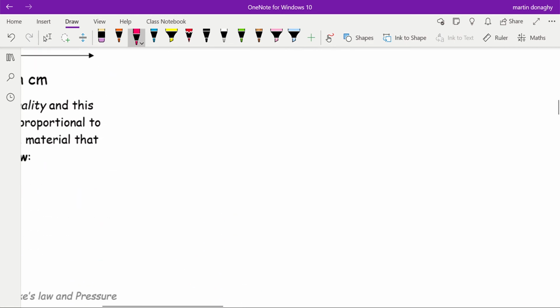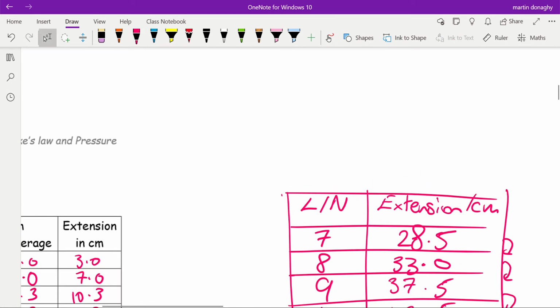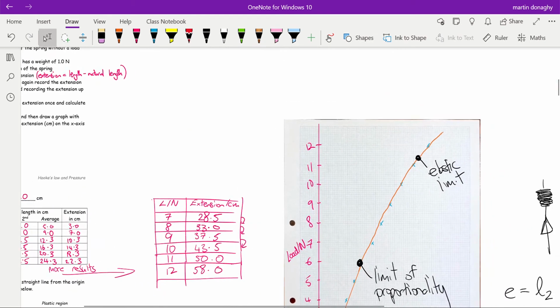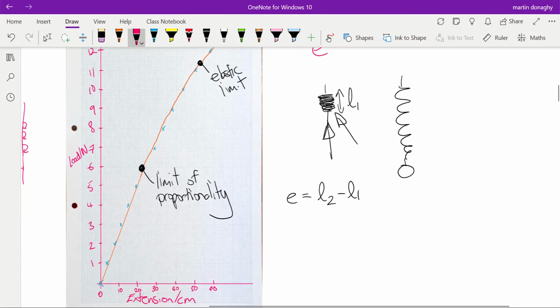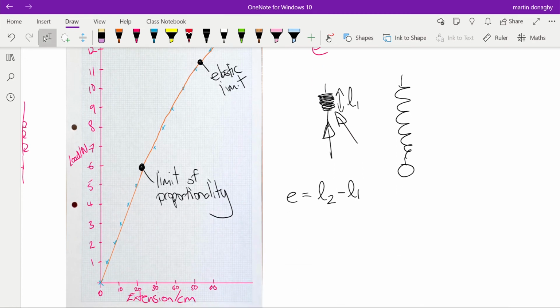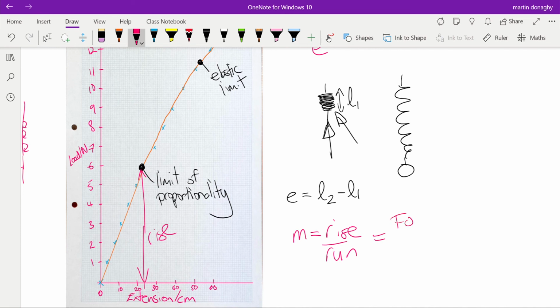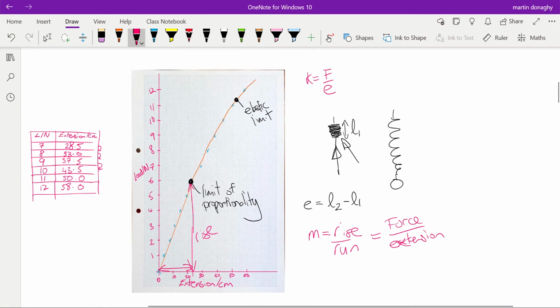If you look at your graph, okay, so we have that k is equal to F divided by e. If, up to this limit of proportionality, I work out the gradient and say that is rise over run. Can everybody see if I worked out the rise? That would be a load or a force divided by the run, which would be an extension. Force divided by extension is k.